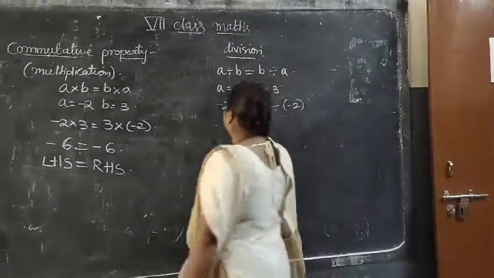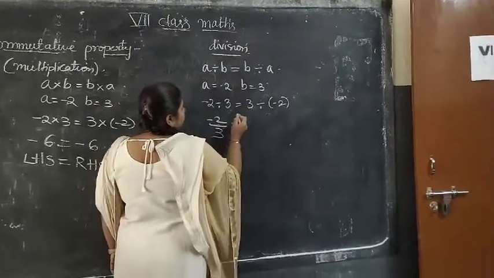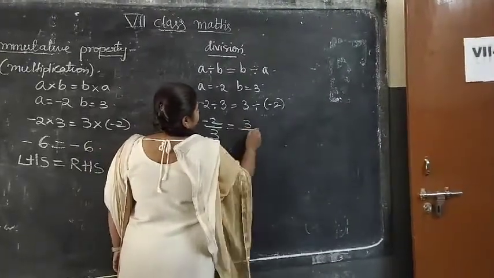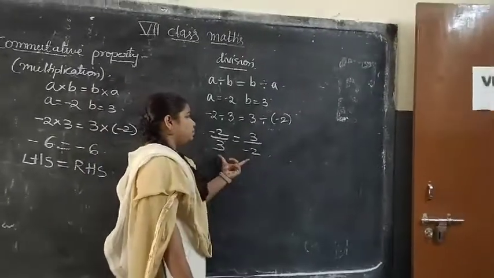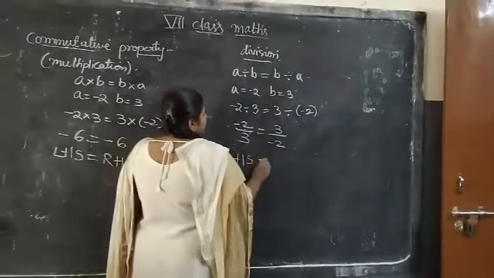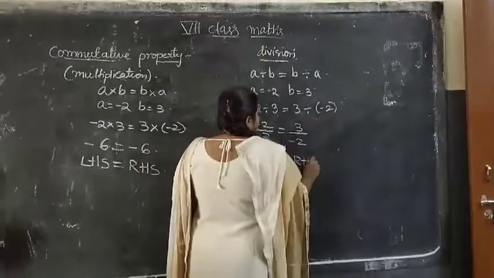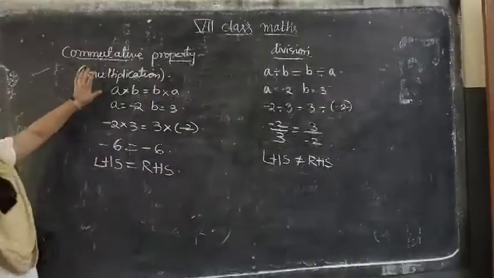So how will you write this? -2 by 3 we can write, and this one, 3 by -2 we can write. These two values are not the same, and these two are not integers either. So what we say here is LHS is not equal to RHS. So under division, the commutative property is not satisfied.